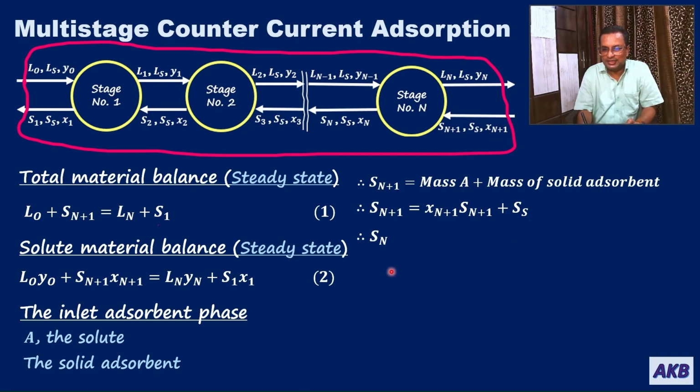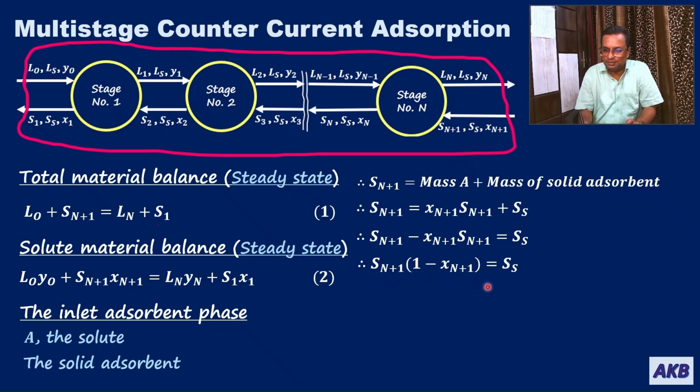So let us simplify it. That is, Sn plus 1 minus Xn plus 1 into Sn plus 1 is equal to Ss. So this term is brought on this side. Then I can take Sn plus 1 common. So it will be Sn plus 1 into 1 minus Xn plus 1, that is equal to Ss. Then I will take this term to this side. So it will be Sn plus 1 is equal to 1 upon 1 minus Xn plus 1 into Ss.